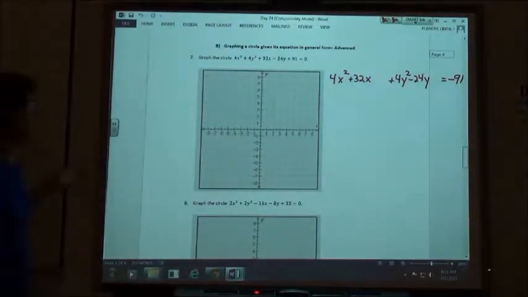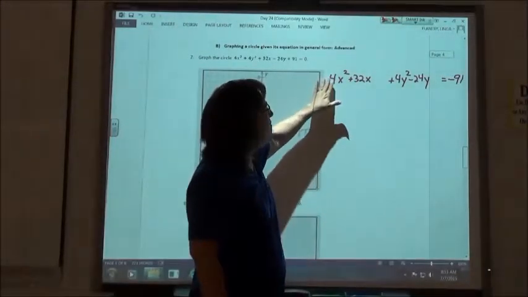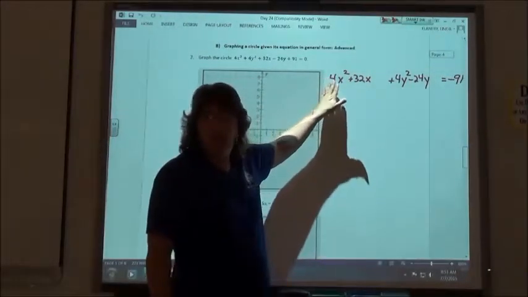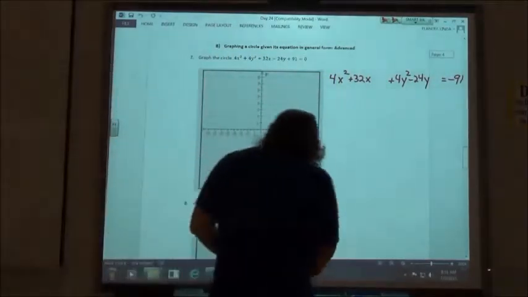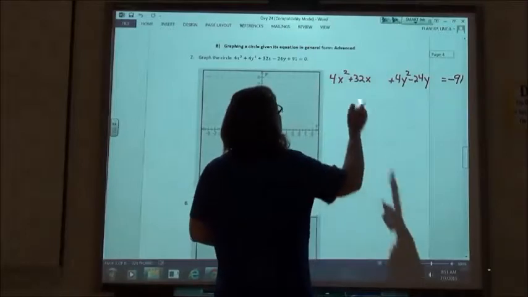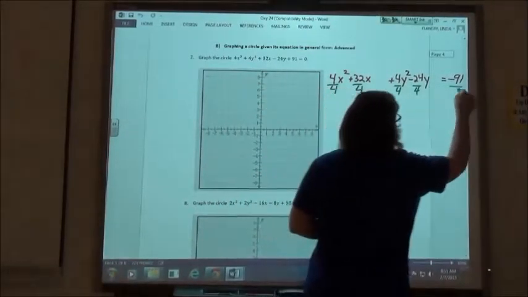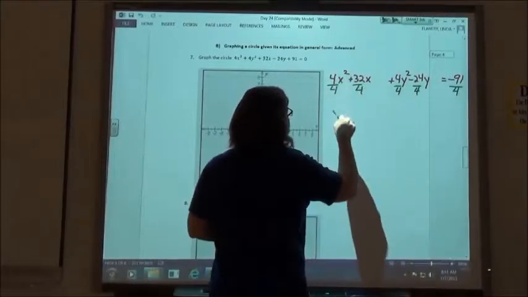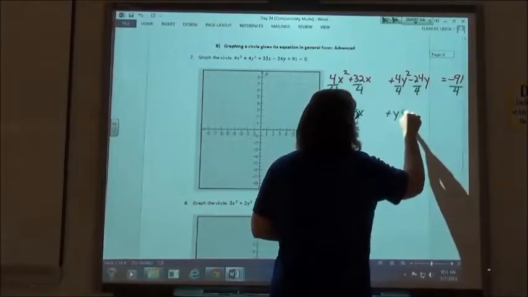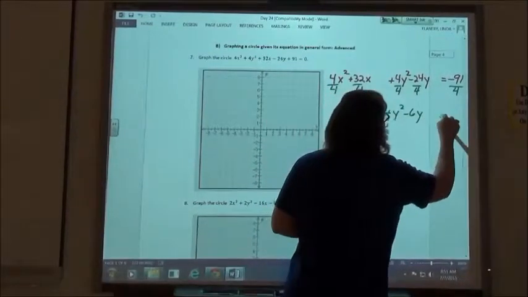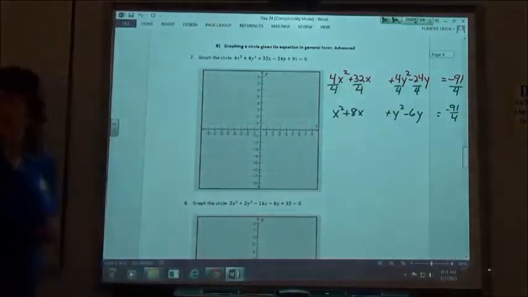Now, some books do this differently, but I would just go ahead and divide by my coefficient of 4 first, because you're going to have to get rid of it eventually anyway. So I'm just going to divide everything by 4. So here I'm going to get x squared plus 8x plus y squared minus 6y. And I'm just going to leave that as negative 91/4 because I don't think I can reduce it down.